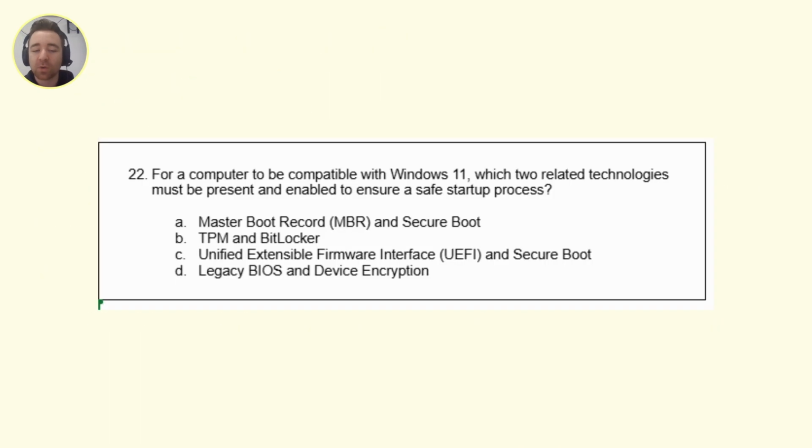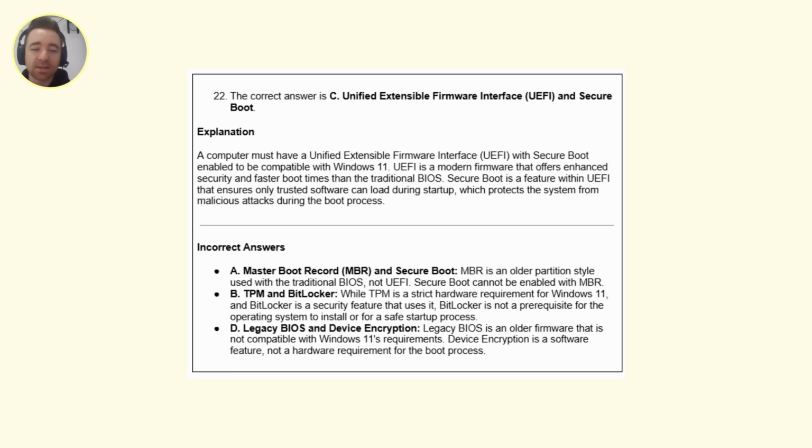Okay, so a quick question on this. For a computer to be compatible with Windows 11, which two related technologies must be present and enabled to ensure a safe startup process? A, master boot record and secure boot. B, TPM and BitLocker. C, unified extensible firmware interface or UEFI and secure boot. Or D, legacy BIOS and device encryption. Your answer is coming in 3, in 2, in 1. It is C. UEFI and secure boot.